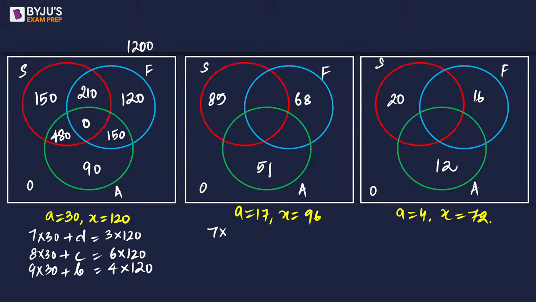Similarly, for the second one, 7 into 17 plus d is going to give us 3 into 96. If we solve this, the value of d is going to be 169. Next is 8 into 17 plus c is equal to 6 into 96. ठीक है, बस values change कर रहे हैं a और x की in the equations. So 96 into 6.